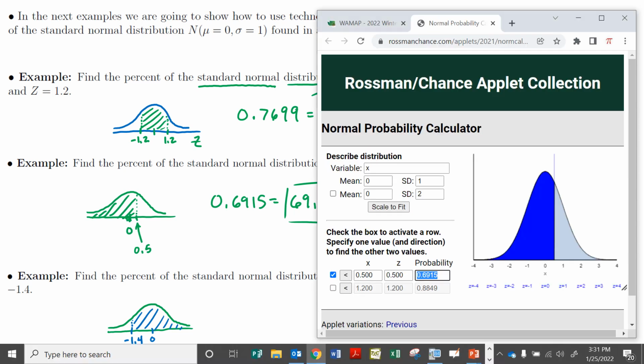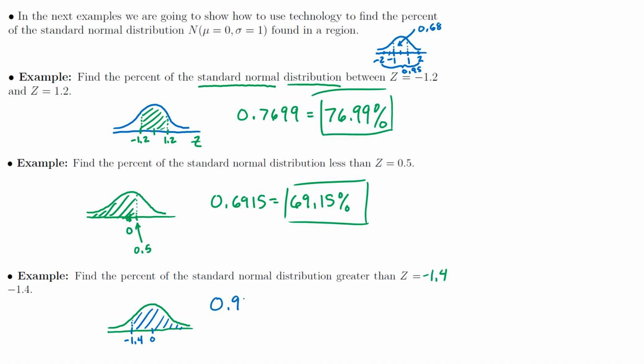So on my calculator, what I can do is type in -1.4, but notice that it's still telling me the percent below, and we want to know the percent above. So all you have to do is click on this button and it'll switch. Right? So we can see that the answer we're looking for is 0.9192, which is 91.92%.